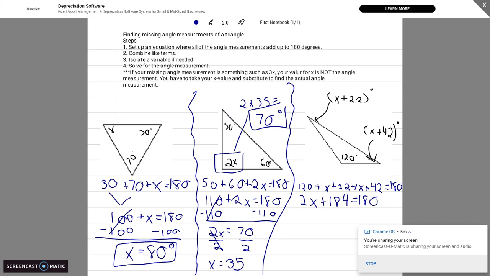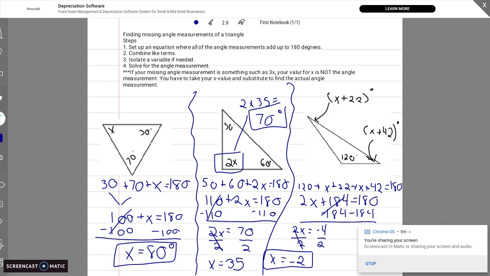So I want to isolate that 2x. So I'm going to subtract 184 from both sides, and I'm left with 2x equals -4. If I divide by 2, I'm going to get an x value of -2. So like I said, this is totally fine because it doesn't represent the angle measurement. So if we want to go and find the angle measurement, you would substitute back in.